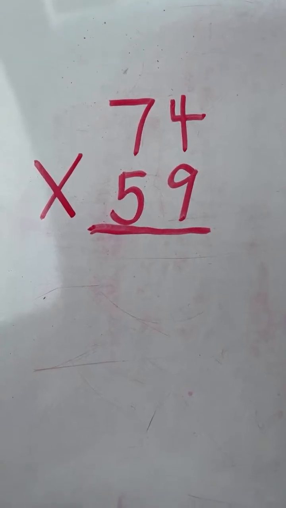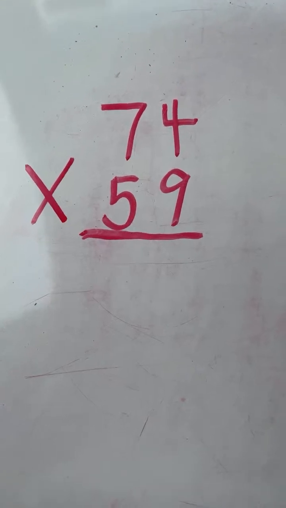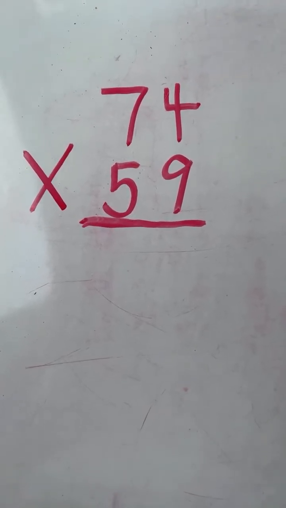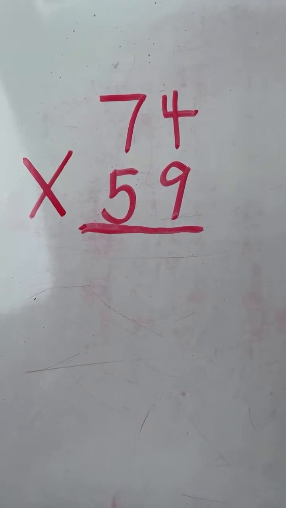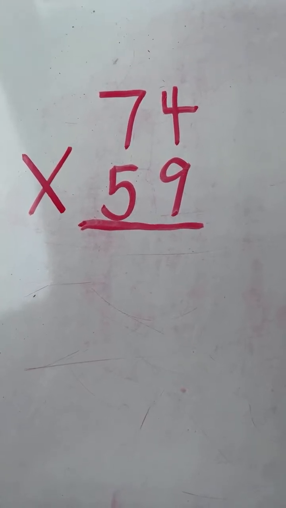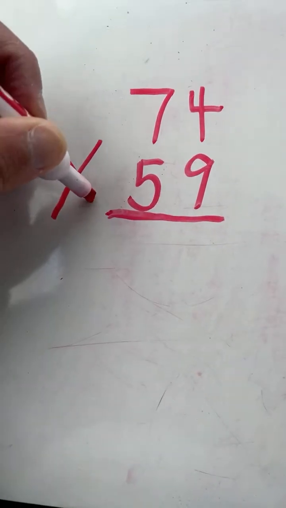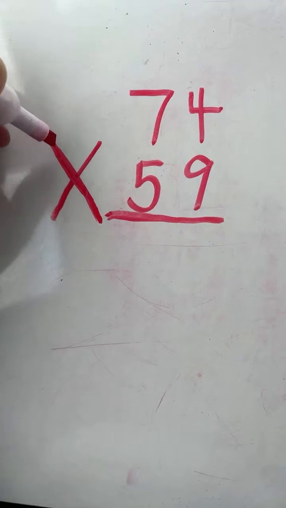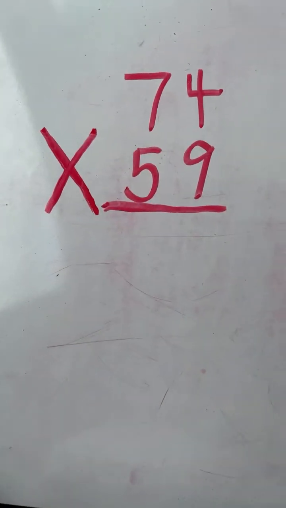So this video is going to be a review of 2-digit by 2-digit multiplication. 74 times 59 is my first example problem, and I'm going to go through step by step how to solve that problem. Let me make my multiplication sign a little neater. Legibility does matter. All right.